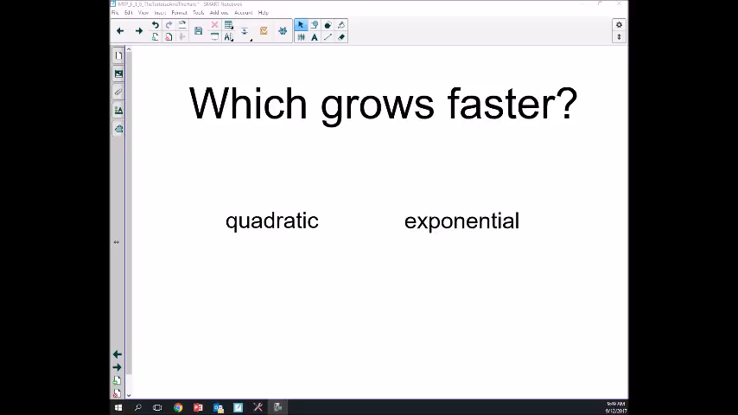We're going to be doing some graphing today and looking at a model, a little story. But before we start, let's look at this question here. Which type of function do you think grows faster, quadratic or exponential? Take a second, make your guess based on everything you know about how they behave. Which one would you expect to grow faster?